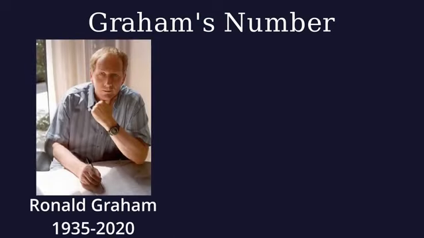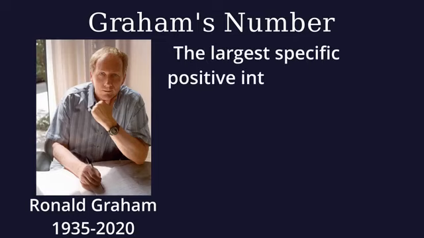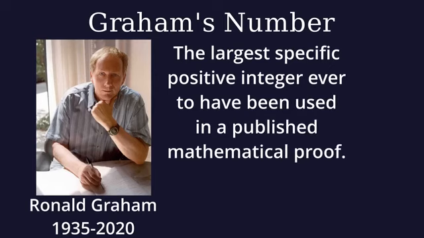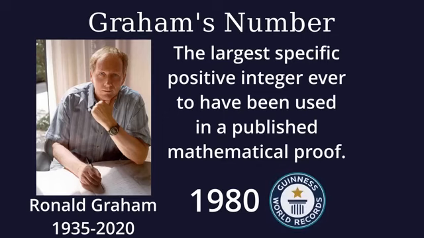Graham's number was used by Ronald Graham as a simplified explanation of the upper bounds of the problem he was working on. At the time of its introduction, it was the largest specific positive integer ever to have been used in a published mathematical proof. In 1980, Graham's number was described in the Guinness Book of World Records.